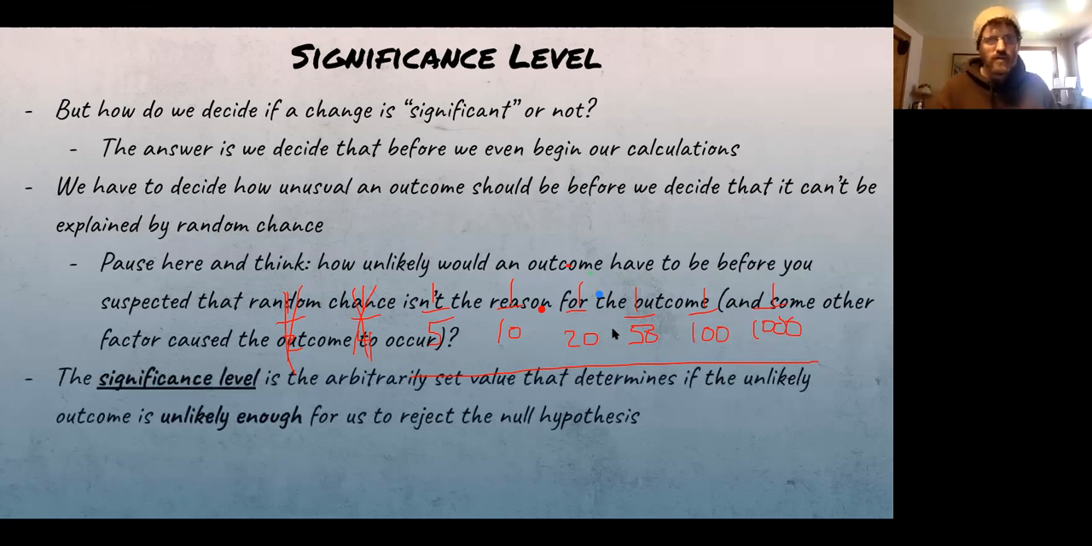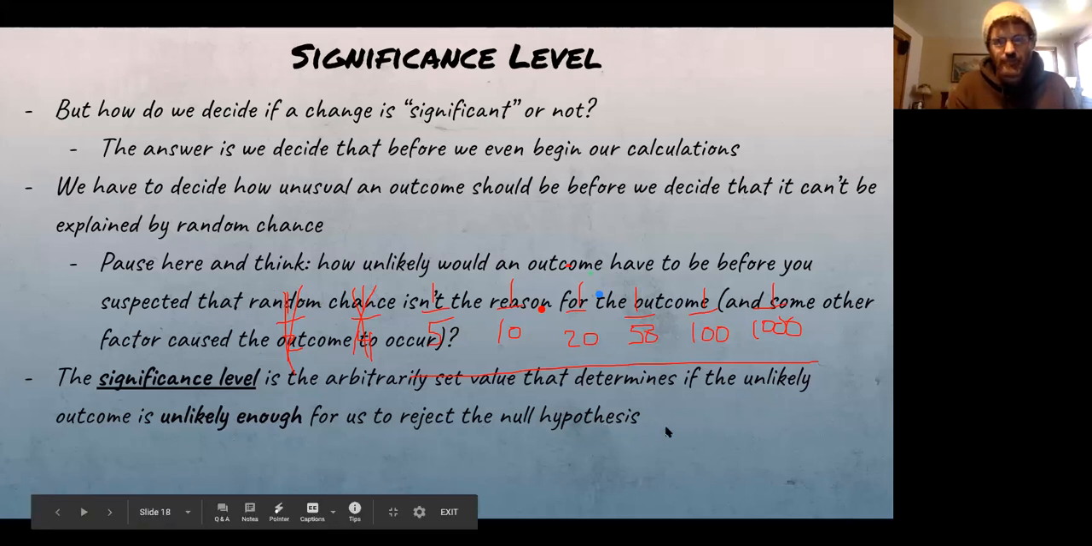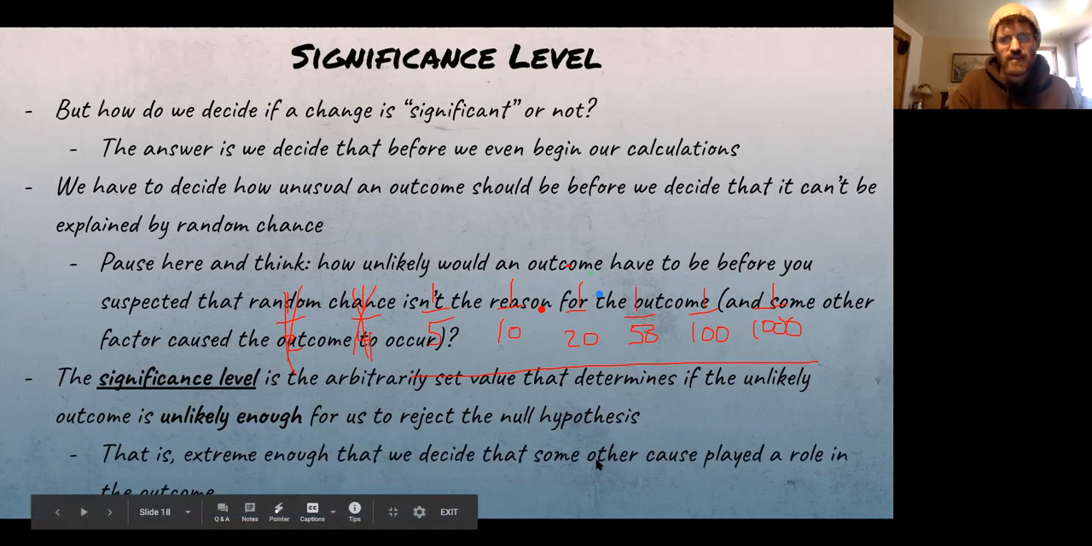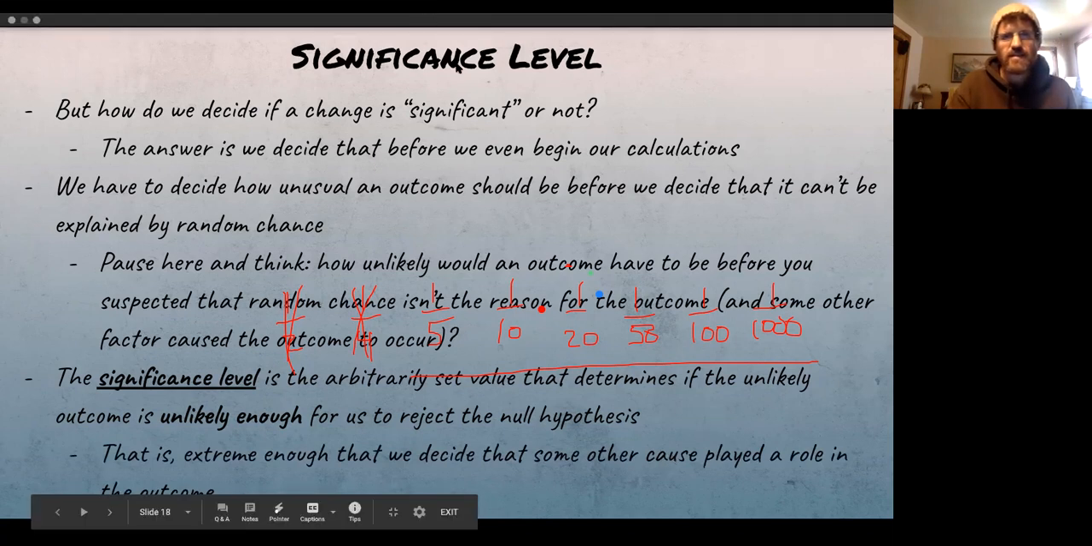This is what we call our significance level. And we kind of set this arbitrary value at the beginning. We say, if the probability of this happening is less than a certain amount, then we're going to say it's unlikely enough for us to reject the null hypothesis. Okay. So we might suggest there's evidence that some other causes played a role. Okay. So I will clear this, and we will look at statistically the values we use.